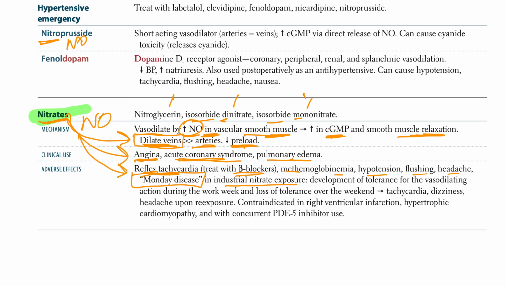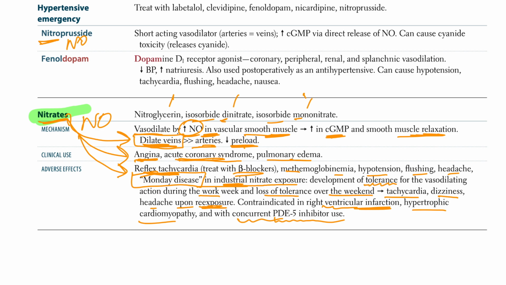So what is Monday disease? In industrial places where people work in industries, there's a development of tolerance for the vasodilating effect or the action during the work week, and loss of tolerance over the weekend. It leads to tachycardia, dizziness, headache upon re-exposure. It is contraindicated in right ventricular infarction, hypertrophic cardiomyopathy, and with concurrent PDE5 inhibitor use.